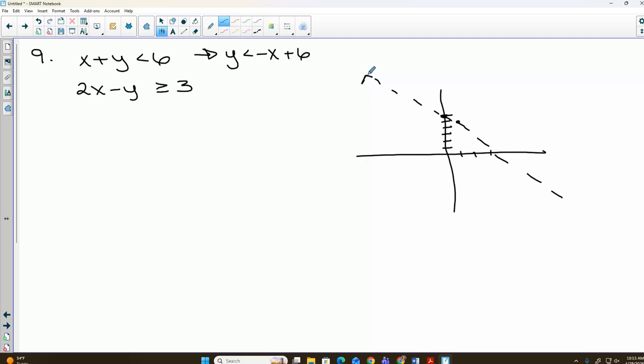You might recognize that less than is below. If not, do a test point. You put in 0, 0. You get 0 is less than 6, which is true. 0, 0 is down here, so we are shading that side of our line.